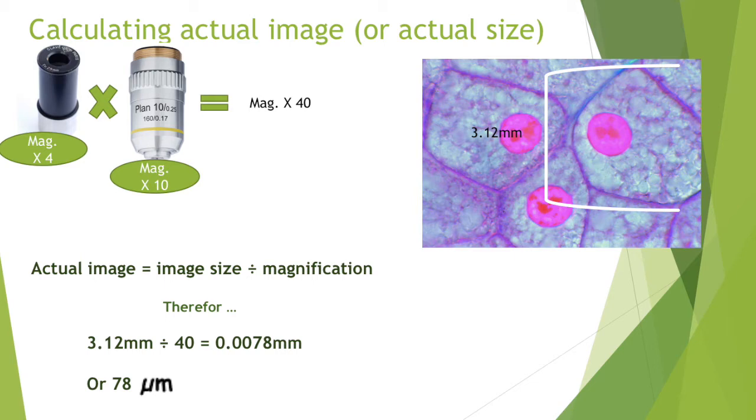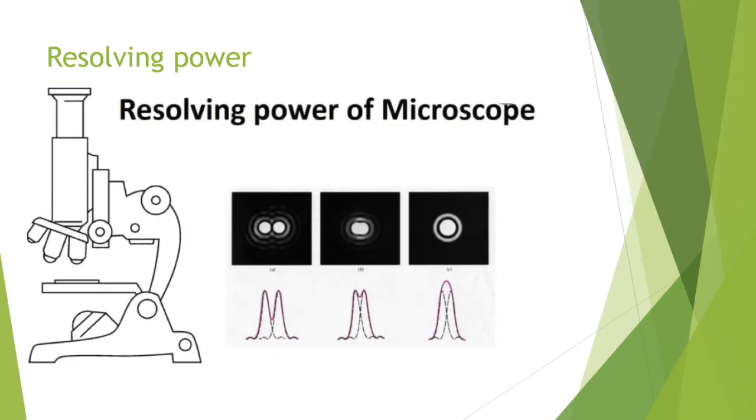In order to put your answer into micrometres, you need to know the conversion rate between millimetres and micrometres. So 1 millimetre is equal to 1,000 micrometres. Hopefully that has covered your understanding of magnification using a microscope. So quite simply, magnification is making something look bigger.